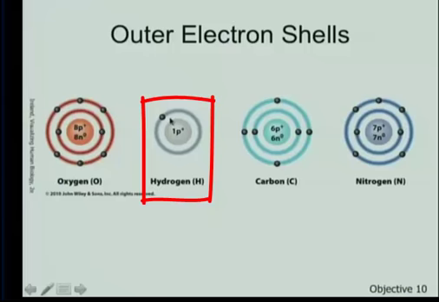Now, remember, what does shell number 1 hold? Well, it holds up to 2. So is that shell full? It's not. Would that shell like to be full? Yes. And what would it like to be full with? Well, it actually would like to be full with 2. Why? Because the first shell holds a maximum of 2.